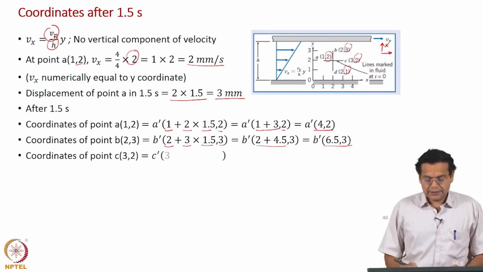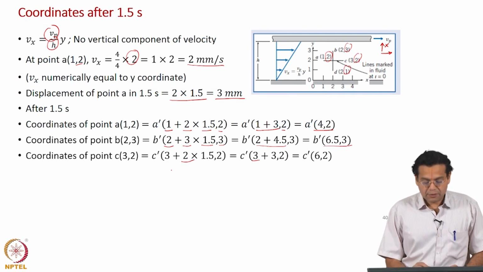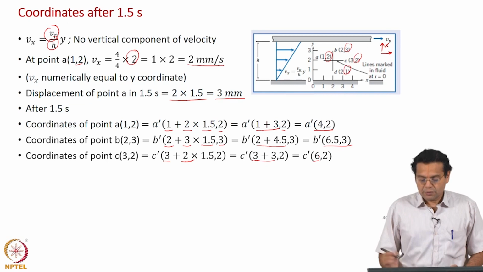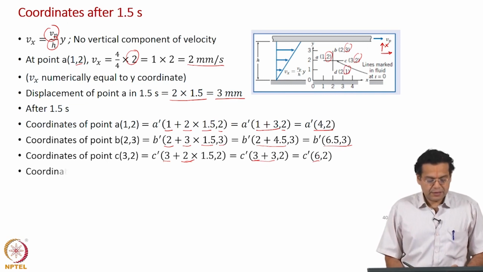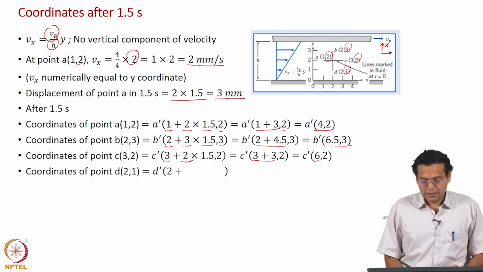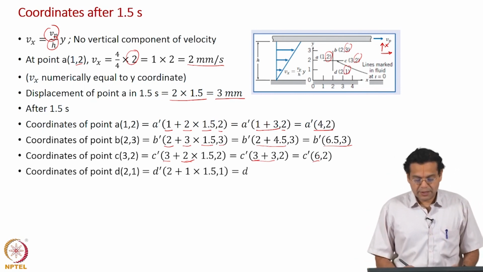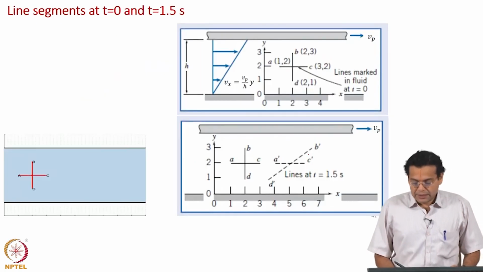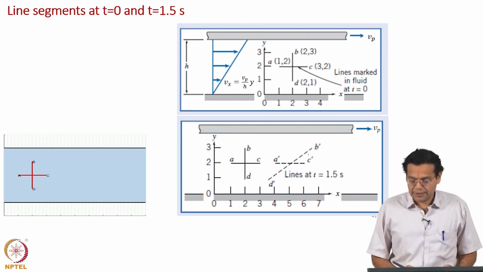For example, C is C dash. So, for C the old coordinate is 3, the velocity is 2 and multiply by 1.5. So, get 3 plus 3, and so the new x coordinate is 6, y coordinate is 2. Okay. Similarly, for the point D, 2 comma 1, 2 plus the velocity is just 1, time span is 1.5. So, 2 plus 1.5 gives you 3.5 and the y coordinate is 1. So, this is how the lines look at t equal to 1.5 seconds.